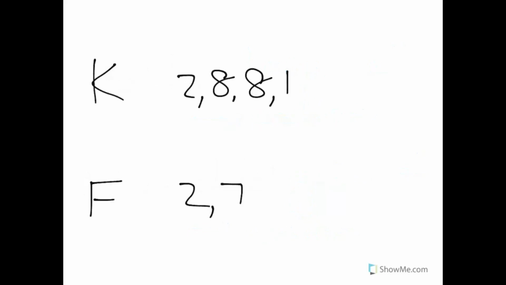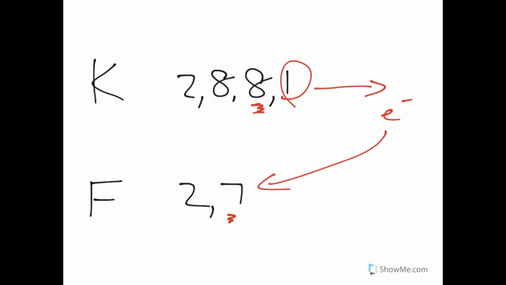As an example, the metal potassium has 1 valence electron. It loses that electron, and then it now has a valency of 8. It has 8 valence electrons. The nonmetal fluorine, on the other hand, has 7 valence electrons. So the electron from potassium could come down to fluorine and complete that valency up to 8. Fluorine would then have 8 valence electrons.